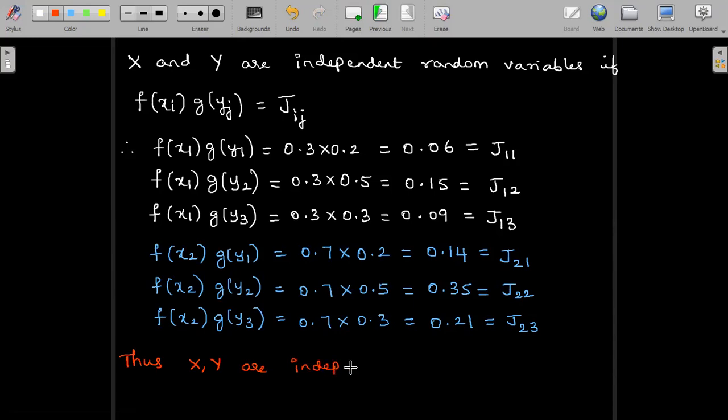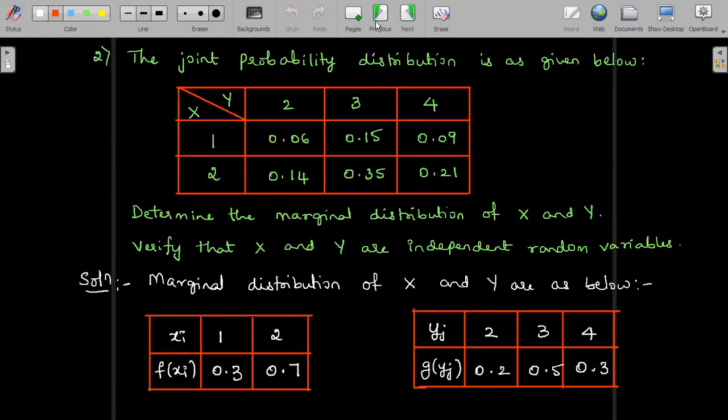Are independent random variables, and hence the solution for the second problem. So this was a simple one. The first part of the problem was to just write down the marginal distribution of x and y.